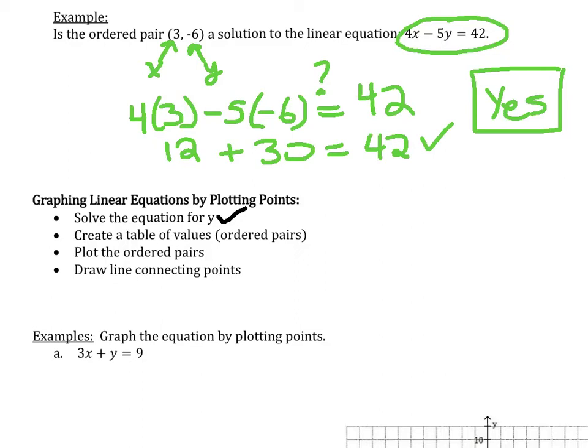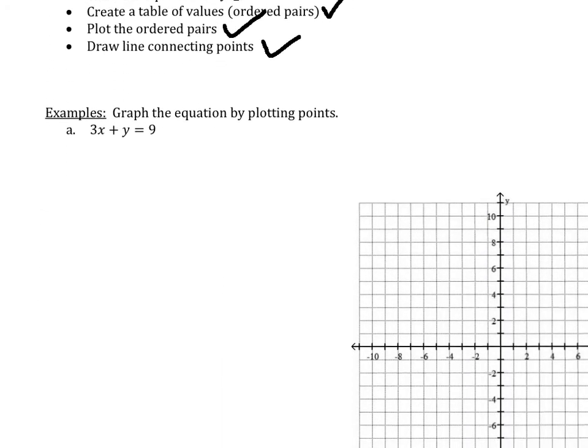After I solve the equation for y, I'm going to create a table of values so that I can determine a little bit of the solutions as ordered pairs. Once I get a table of values of ordered pairs, I'm going to plot the ordered pairs, and then I'm going to draw the line that connects those points that I've plotted. Let's look at this example here.